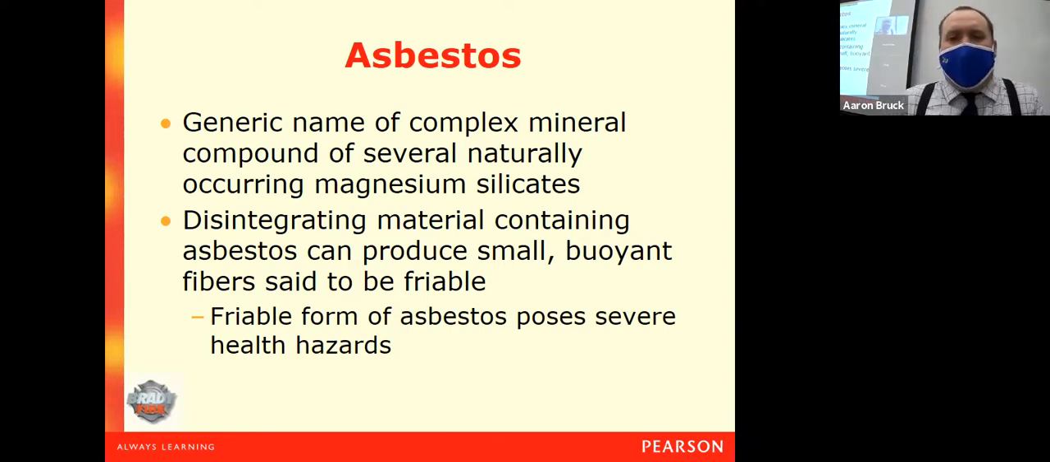Basically it contains magnesium, silicon, oxygen, and a couple of other things. But the ratios of magnesium, silicon, and oxygen can vary from sample to sample. So it doesn't really have a true chemical formula per se. It is what it is. Now, asbestos is primarily used for its insulating capabilities.